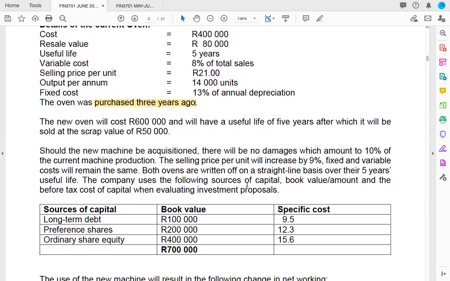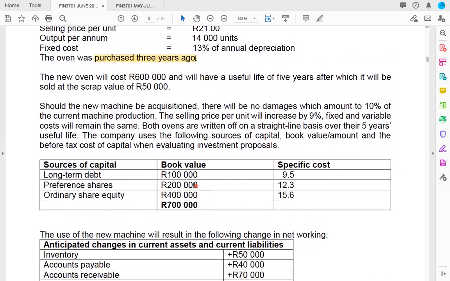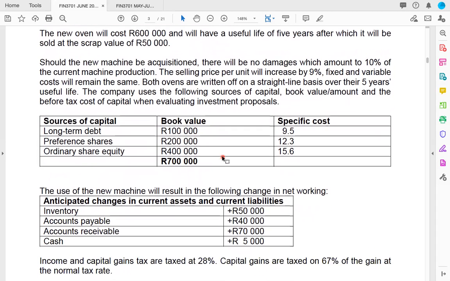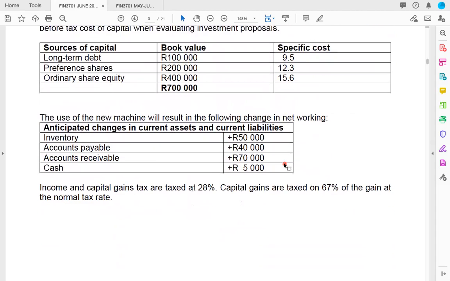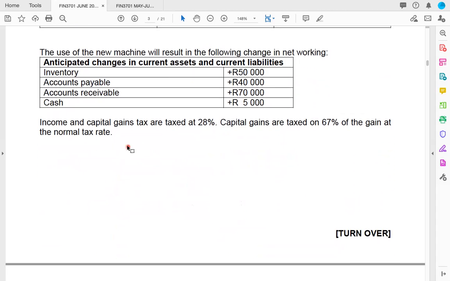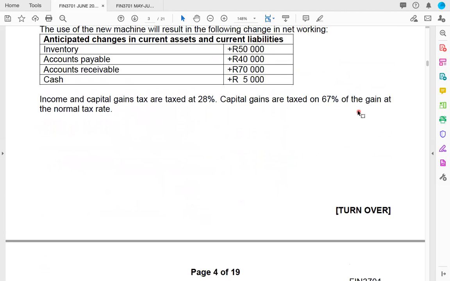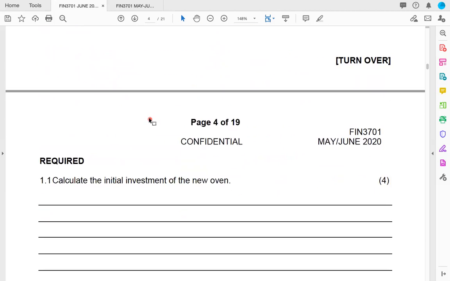The company uses the following sources of capital: book value, amount, and the before tax source of capital when evaluating investment projects. So we're given the book values of each of the investments and the specific costs. We are also given information on the changes in current assets and current liabilities: inventory, accounts payable, accounts receivable, and cash. Income and capital gains tax are taxed at 28%, and capital gains are taxed on 67% of the gain at the normal tax rate.